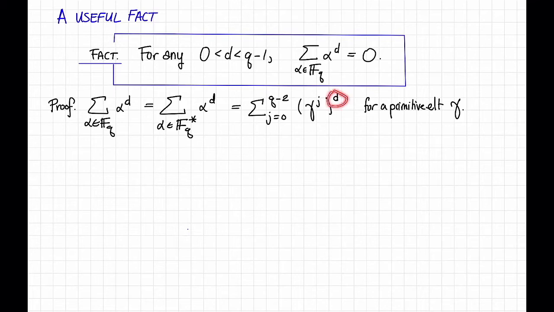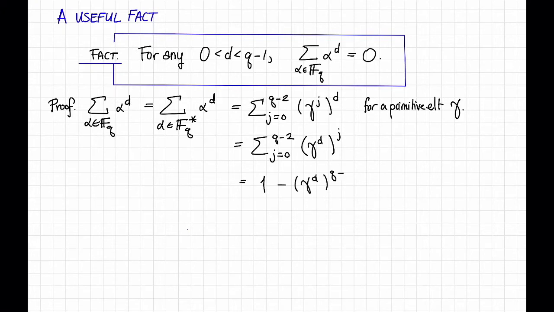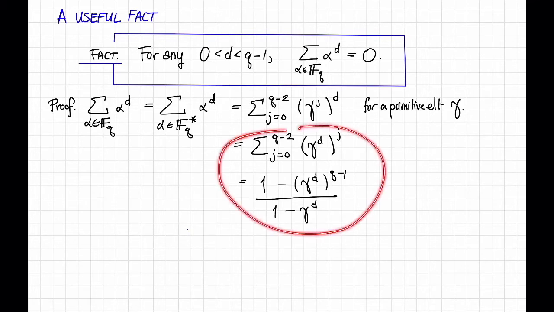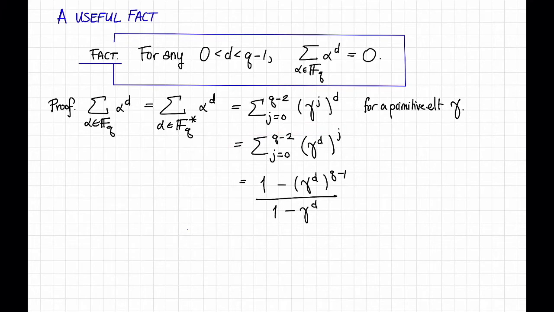Okay, so now I can switch the order of these two exponents. This is equal to the sum from j equals 0 to q minus 2 of gamma to the d, to the j. And this is equal to 1 minus gamma to the d, to the q minus 1, divided by 1 minus gamma to the d. Why is this true? Well, you might remember a formula like this that works over the real numbers. It works just fine over finite fields, too. For concreteness, let's prove this real quick.